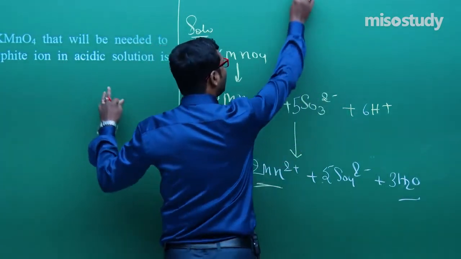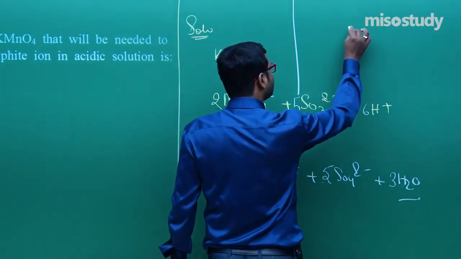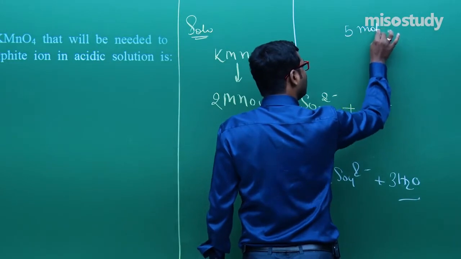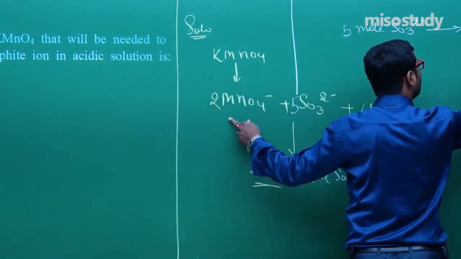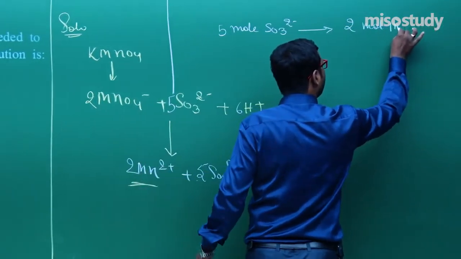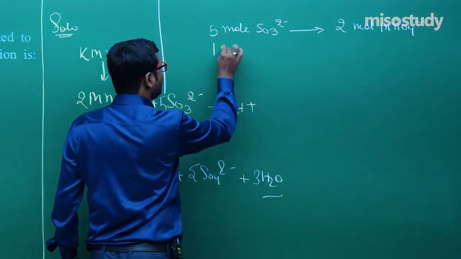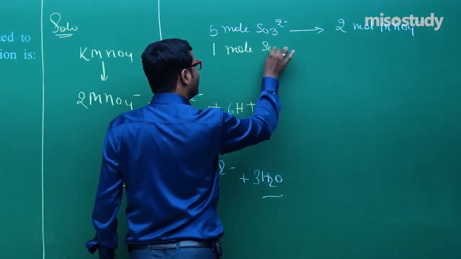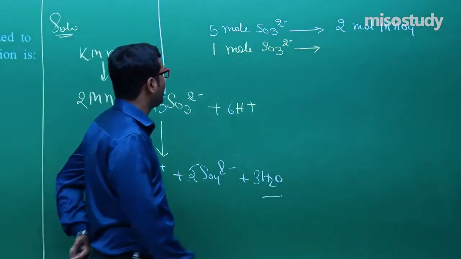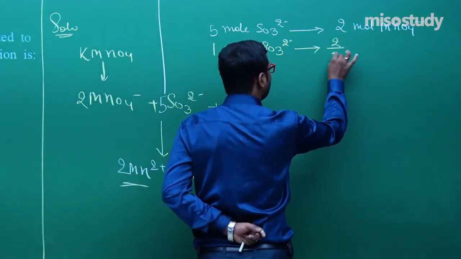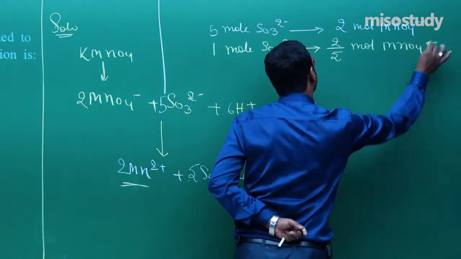Now look at what is given here: the number of moles that will be needed to react 1 mole. Now you can easily observe, look at what I am telling. Check it out, that is 5 mole of SO3 2 minus, that is sulfite ion, combines with 2 mole of MnO4 minus. Now here is given 1 mole of sulfite ion, SO3 2 minus. Clear? 1 mole of sulfite ion combines with 2 by 5 mole of MnO4 minus.